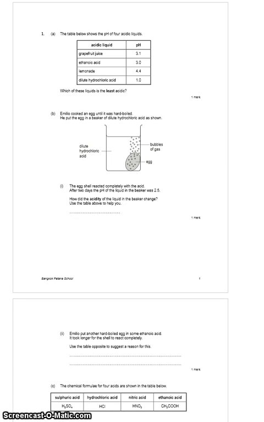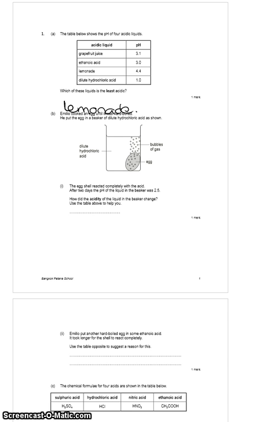Okay, so topic 1, question 1. The table below shows the pH of 4 acidic liquids. Got grapefruit 3.1, ethanoic acid 3.0, lemonade 4.4, dilute hydrochloric acid 1.0. Which of these acids is the least acidic? So we're looking at the one that's the furthest away from pH 1 and the nearest to pH 7, which is neutral. Okay, so that would mean it's still acidic and it's near the neutral mark, so it'll be the least acidic. So the answer is lemonade.